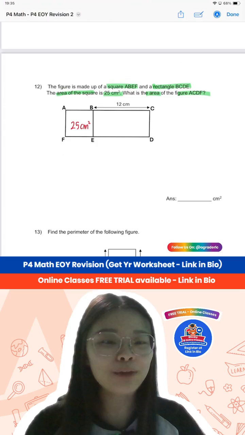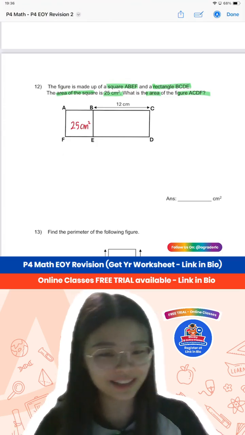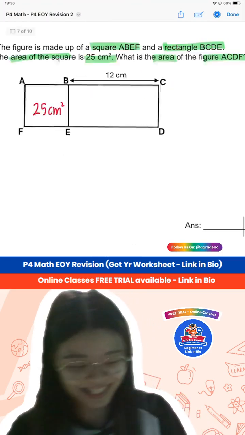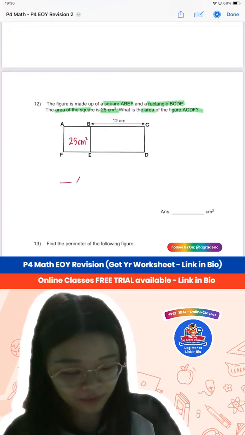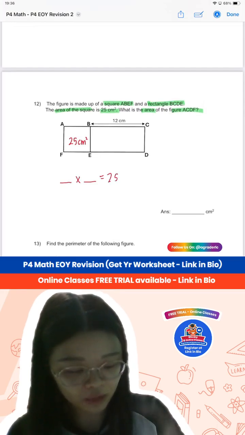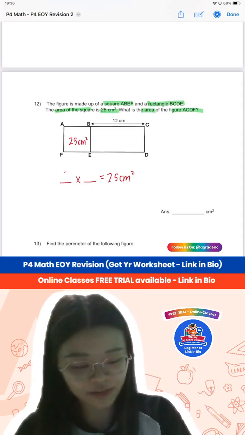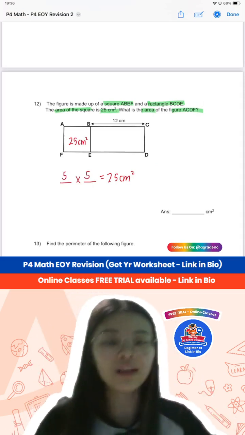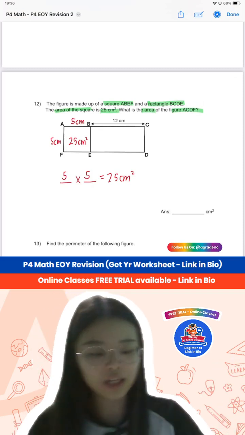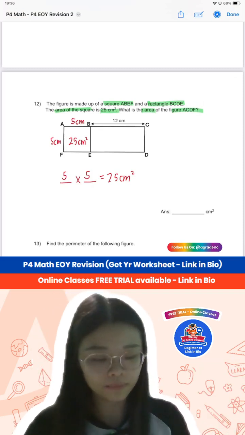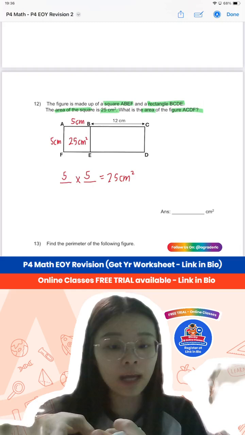Square root 25. Okay, at P4 level, we don't use square root. So those who say square root, I think it's proof that you're not P4 already. To find it, we draw a blank. Blank times blank gives me 25 square centimeters. So the answer is actually 5. 5 is the number we fill in, so I know this is 5, and I know this is 5. Now we can find the area of the whole figure. There are 2 ways of doing this. You can find the rectangle first and then add the square, or you can just find the whole figure.